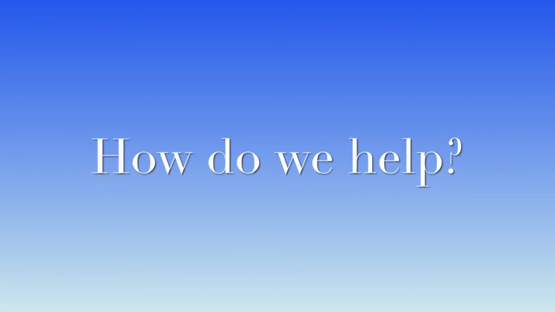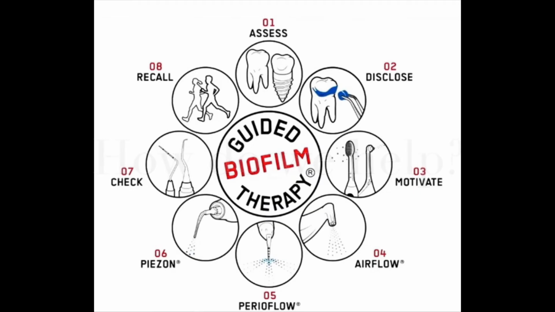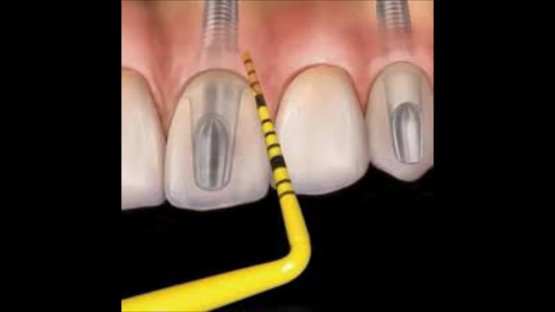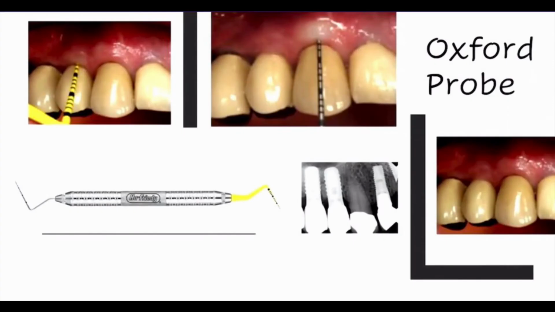How do we help with a patient who has an implant, either diseased or in a healthy state? Ms. Gibson was very into the guided biofilm therapy, which you can see in the photo. It is almost like the dental hygiene process of care. In the first step, we're looking at the gums. We are probing and we are checking the mobility just as we do for natural teeth.